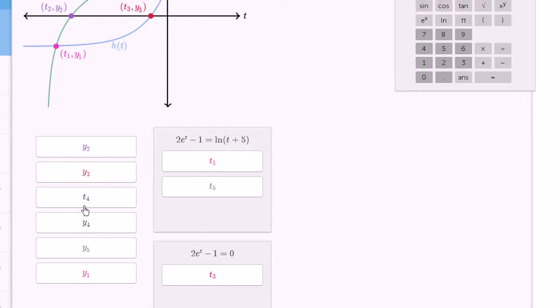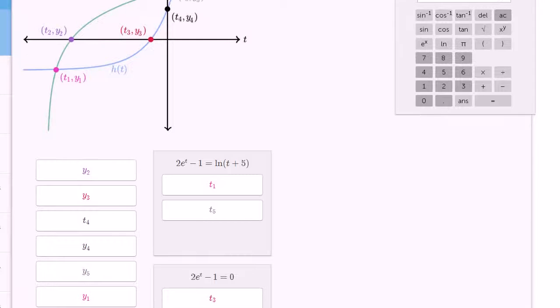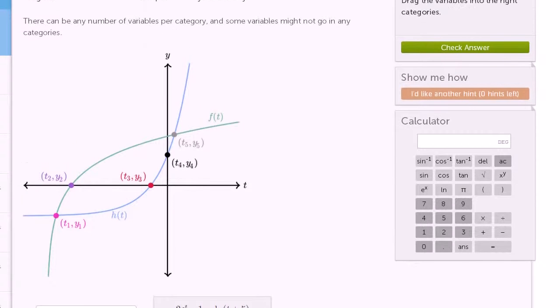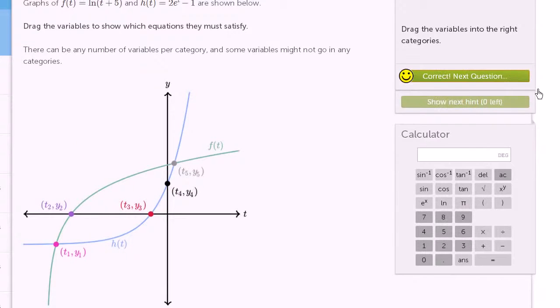And t sub 4 is kind of interesting. T sub 4 is actually clearly equal to 0, because that's when we intersect the y-axis. So that's, I guess, an interesting point, but not one of the points that would satisfy those buckets. And now we can check our answer, and we got it right.